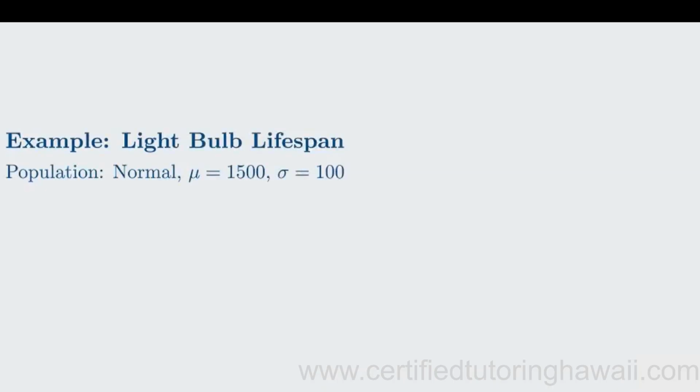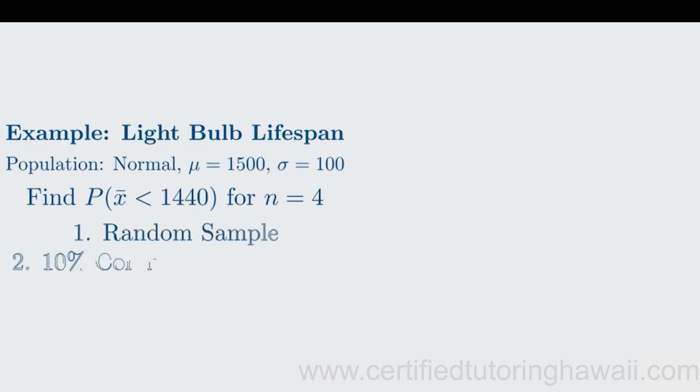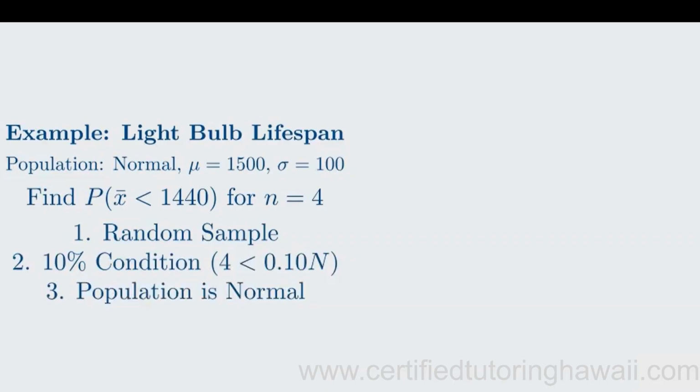Let's look at an example involving light bulb lifespan. The lifespan is normally distributed with a mean of 1,500 hours and a standard deviation of 100 hours. If we buy a pack of 4 bulbs, what is the probability that the mean lifespan of these 4 bulbs is less than 1,450 hours? First, let's justify the normal model. 1. The bulbs are a random sample. 2. 4 is definitely less than 10% of all light bulbs manufactured. 3. Even though n is only 4, which is less than 30, the population itself is stated to be normal. Therefore, the sampling distribution is normal.